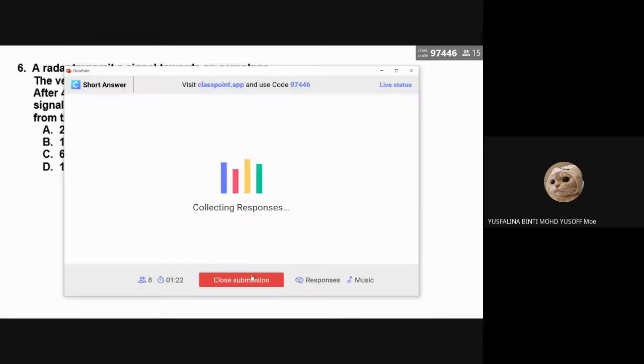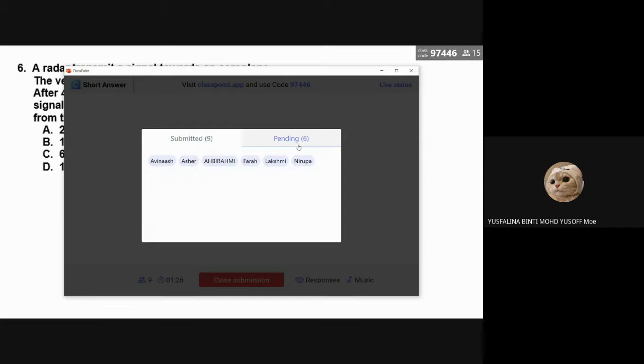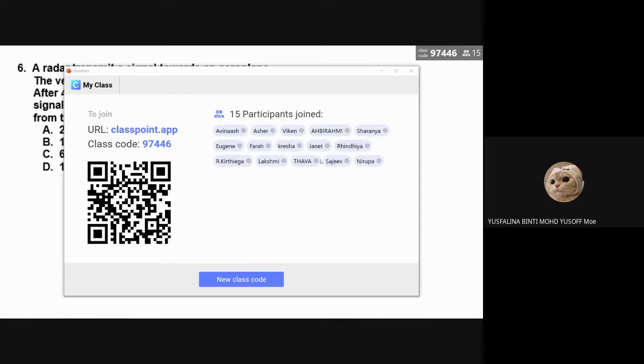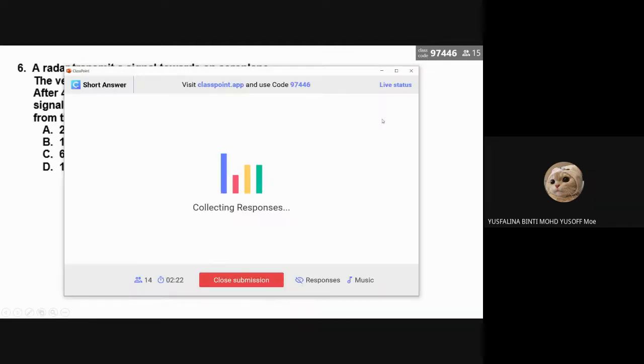Okay. So we wait for another 7. Okay, so Avinash, Farah, and Lashmi. Lashmi, you already submit also. Who got 2 name here? No. Everyone got 1. Oh, okay. I think maybe your line code. Maybe you think you already submit. But it's just loading like that.